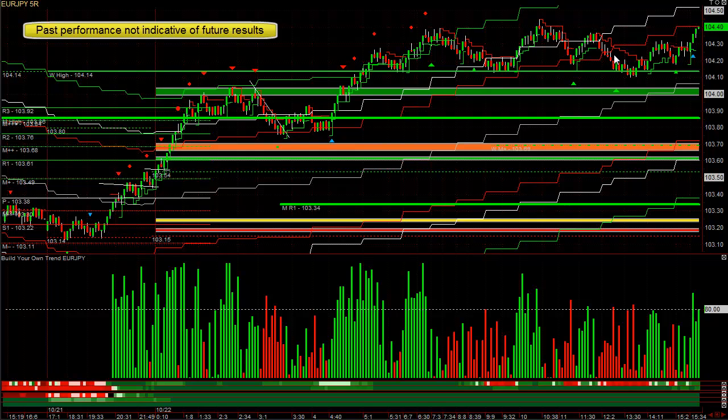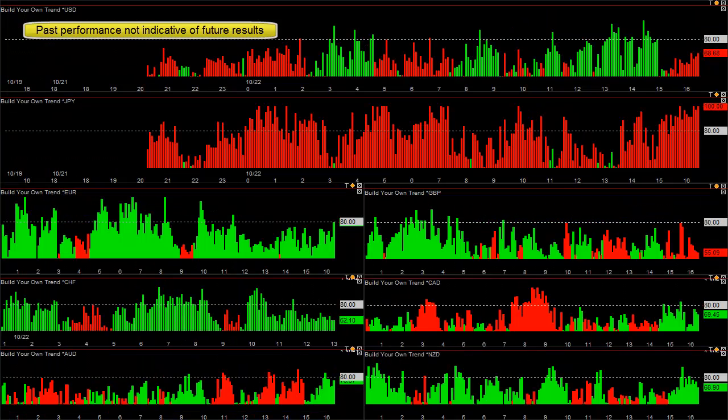It went up about 15 pips. Got another one right here that went up. This one here went up, and this one here went up. But basically, you're focusing on buying the euro versus the weak yen.